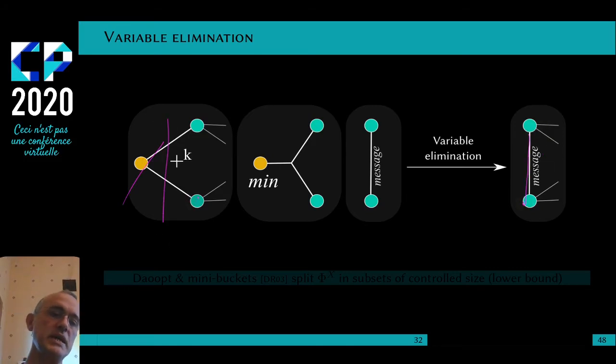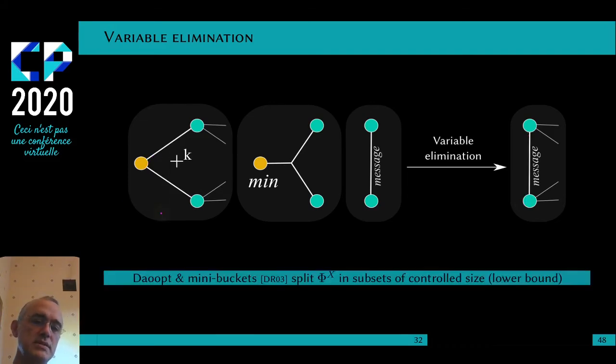This can be very expensive if you have many neighbors here. So there are strategies to deal with this. One strategy that DAO uses is to split this set in subsets. In this case, you only produce lower bounds.